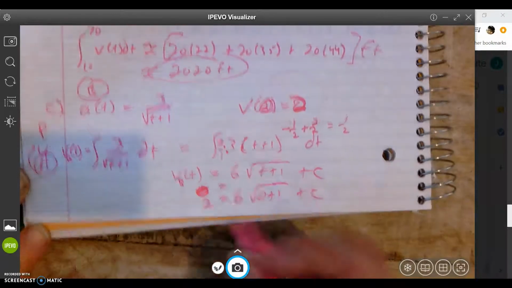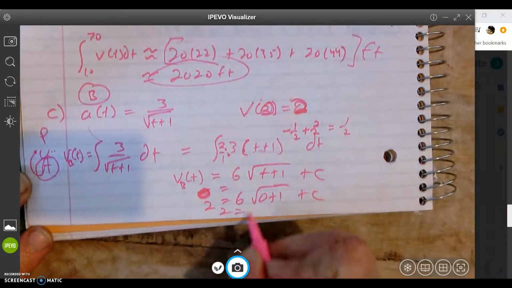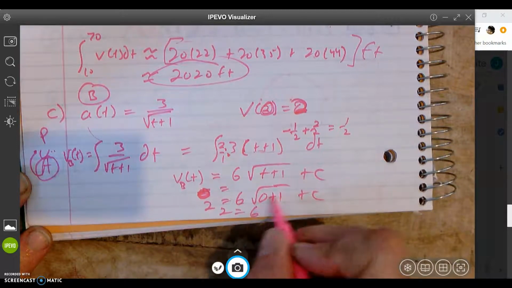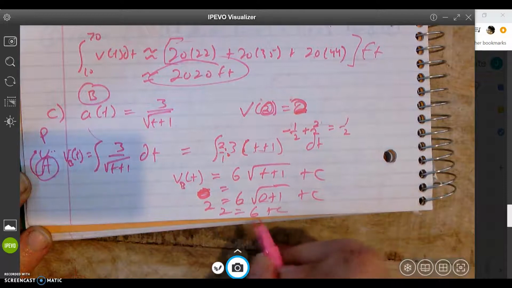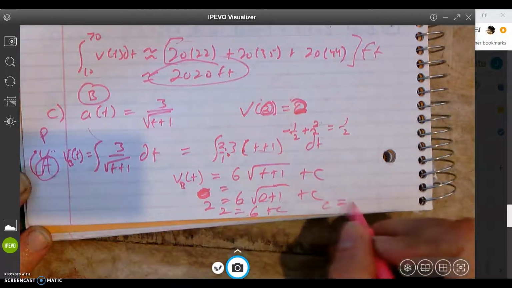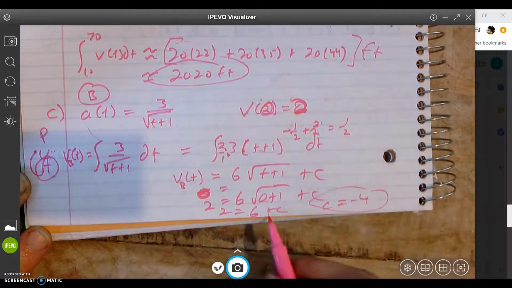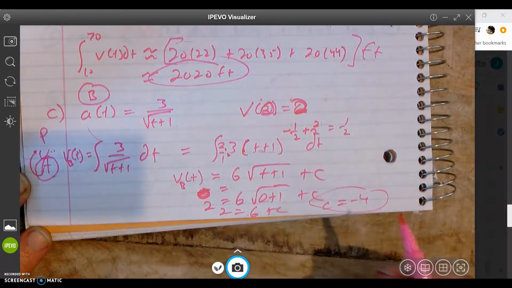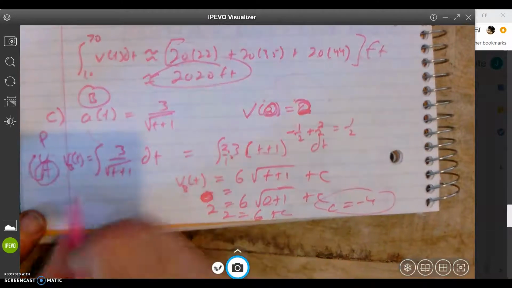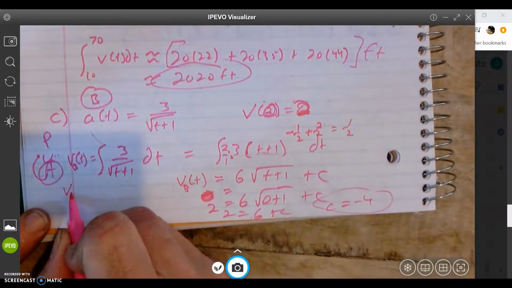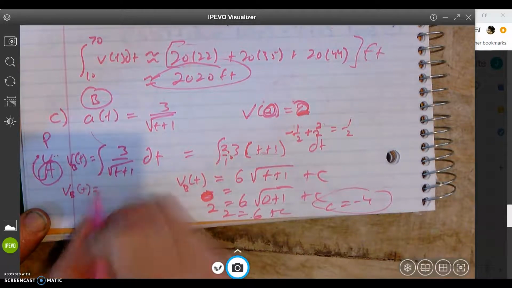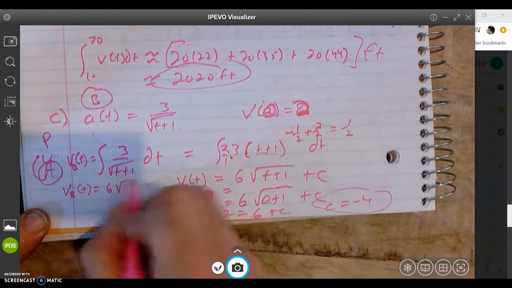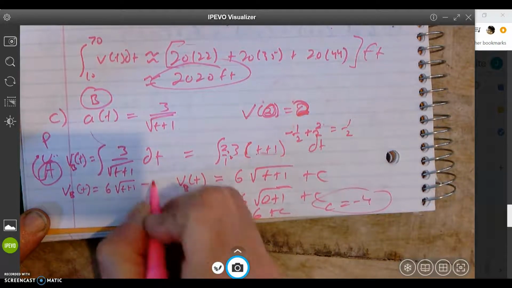So this is 2 equals 6 times radical 1, which is just 1, plus c. So 6 plus c. Subtract 6, what do you get for c? Yeah, -4. 6 minus 4 is 2. Makes sense. So the velocity of rocket B at any time is 6 times radical t plus 1 minus 4.